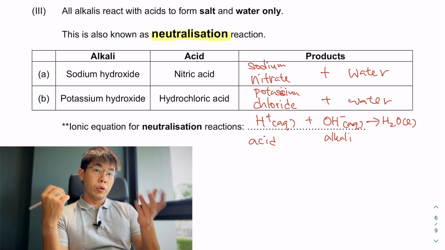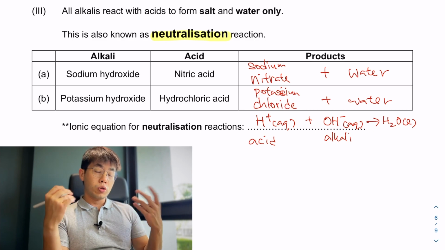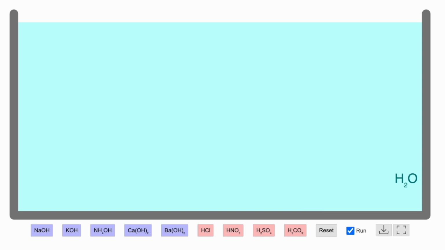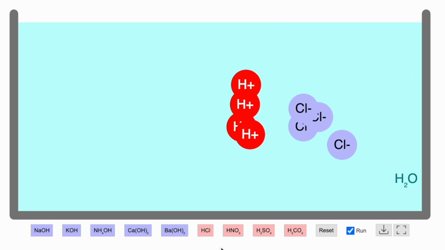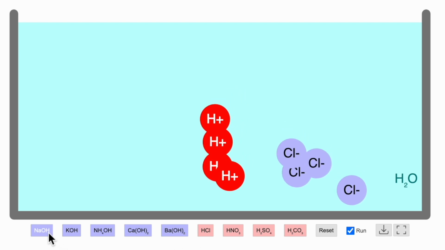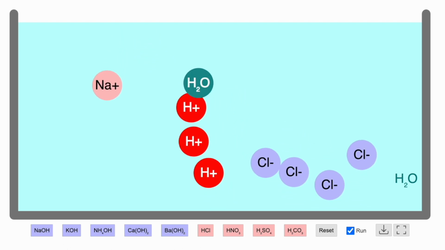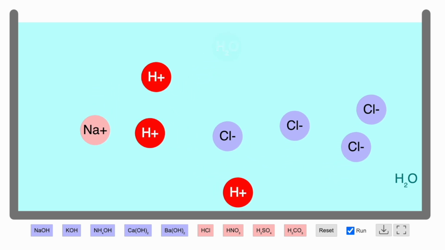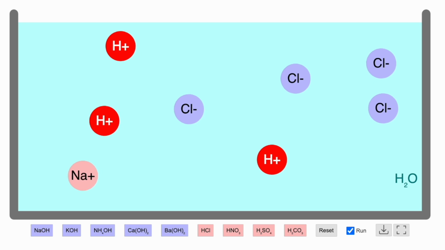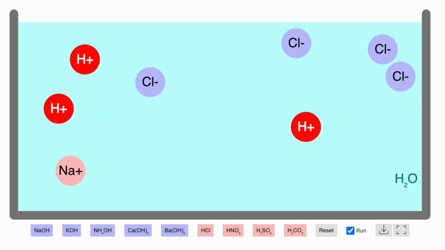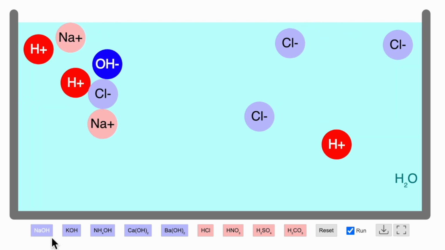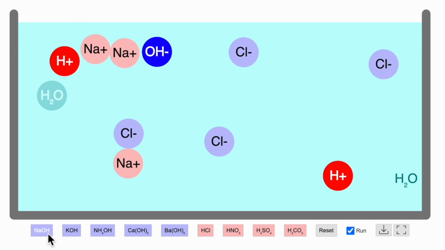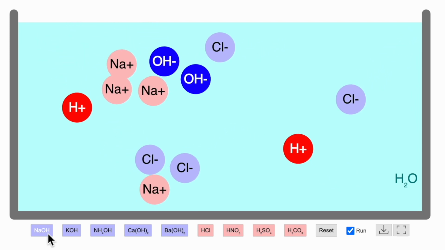I will be showing you an applet that shows this process happening. If I add 5 acid molecules, I get 5 H plus ions. Then if I add 1 sodium hydroxide, you can see that the H plus reacts with the OH minus to form H2O. The Na plus and Cl minus, because they are ions, will continue floating within the liquid. I add one more NaOH, and the OH minus reacts with the H plus.